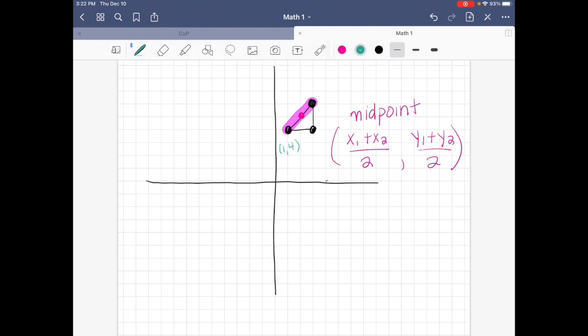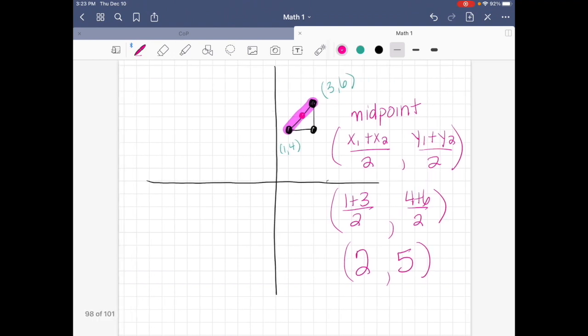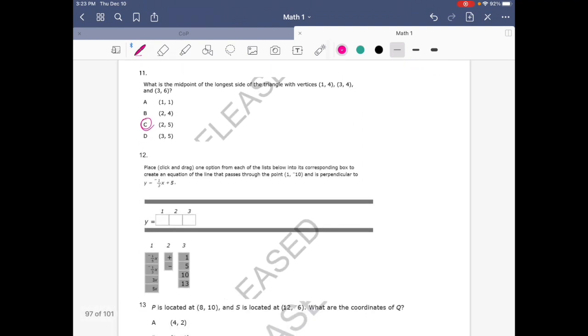So this point we said was 1, 4. And this point was 3, 6. So if I add up my x's, I have 1 plus 3 divided by 2. My y's, 4 plus 6 divided by 2. So 1 plus 3 divided by 2 right here is 4 divided by 2, which is 2. 4 plus 6 is 10 divided by 2 is 5, which is correct. So sometimes you can even see the answer just by graphing and not having to do the extra work.